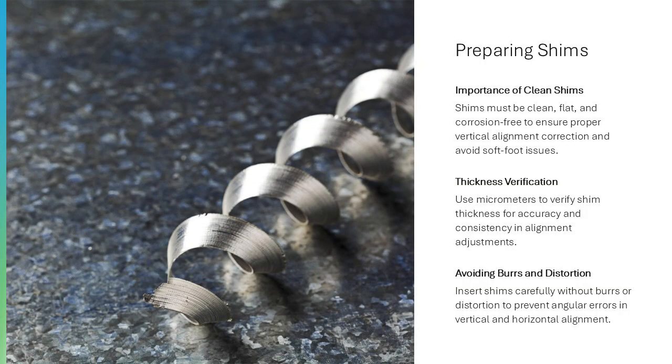Shim preparation is essential for vertical alignment correction. Shims must be clean, flat, corrosion-free, and in standard thickness increments to avoid soft foot conditions. This slide discusses selecting stainless steel pre-cut shims, verifying thickness using micrometers if necessary, and ensuring shims are inserted without burrs or distortion. Incorrect shimming can introduce angular errors, affecting both horizontal and vertical alignment.